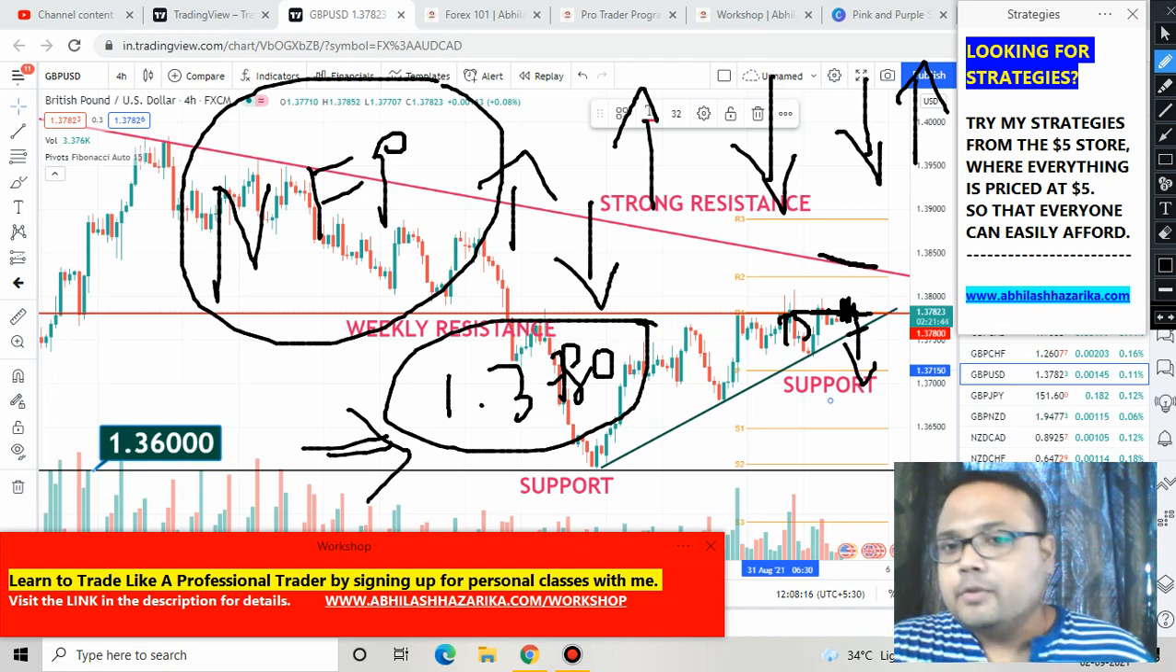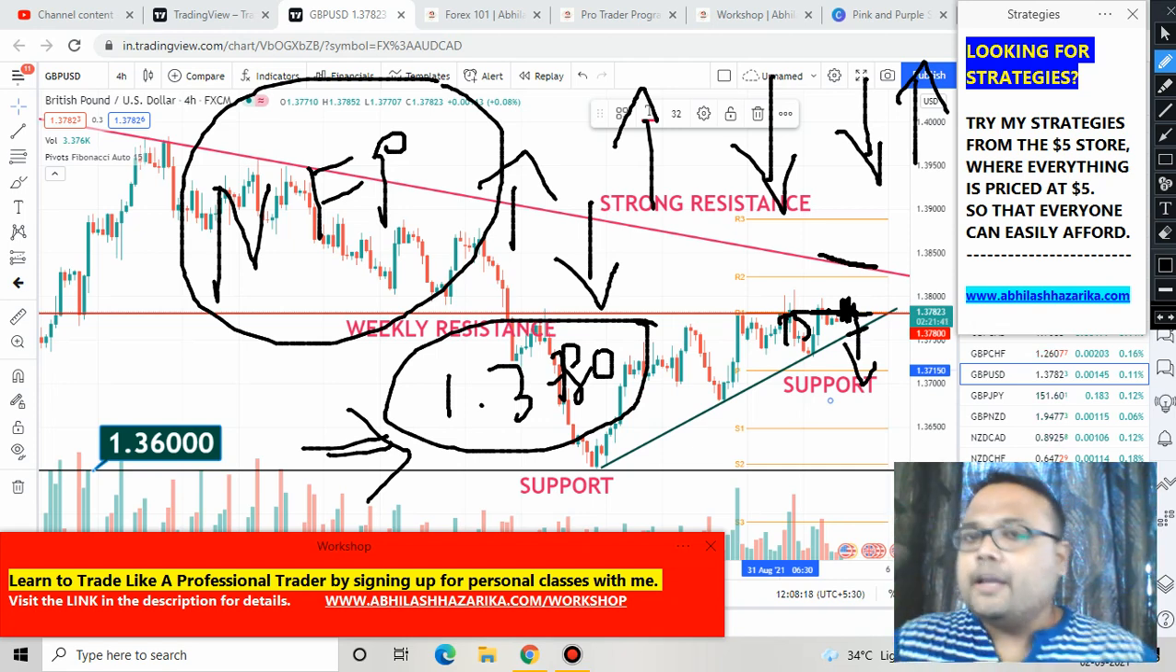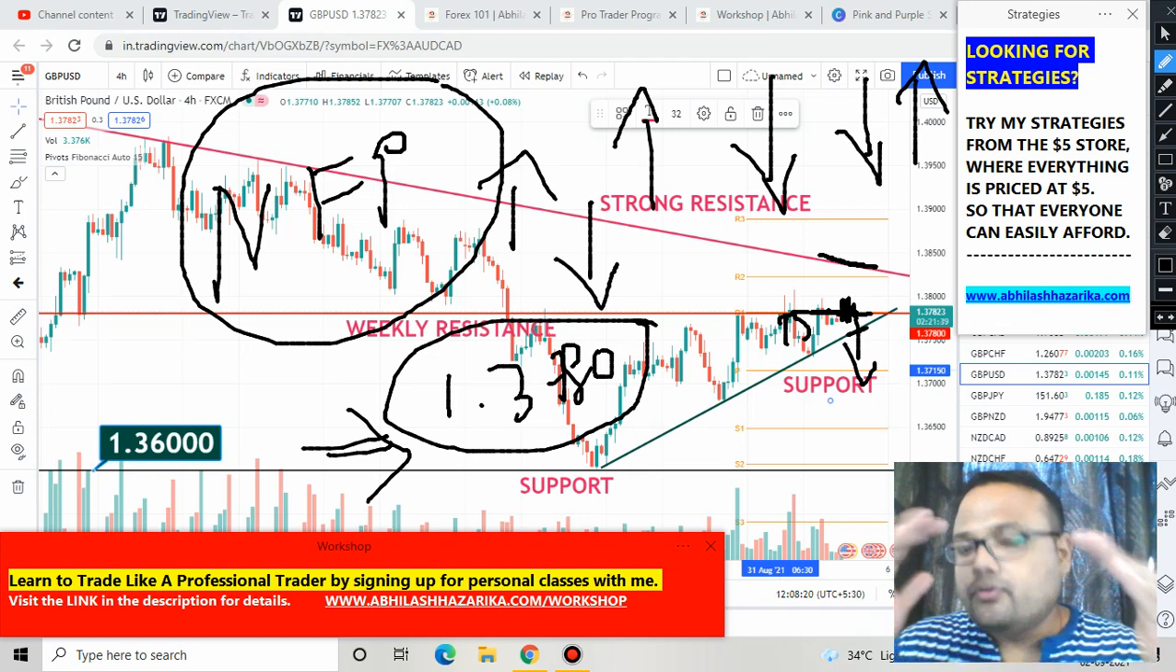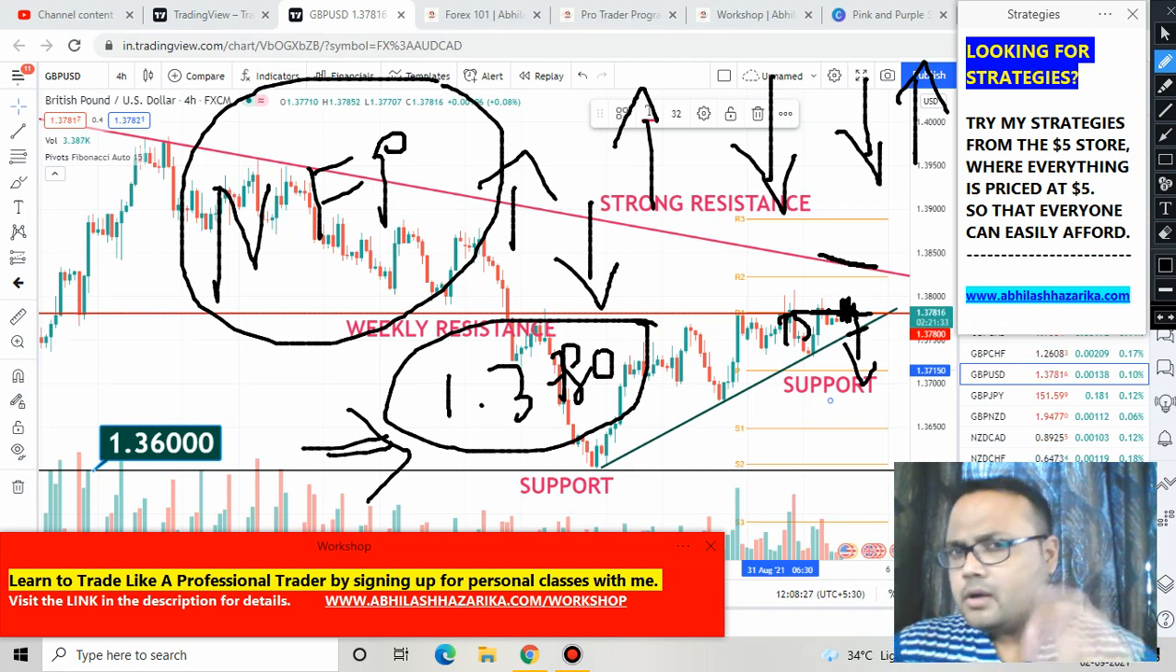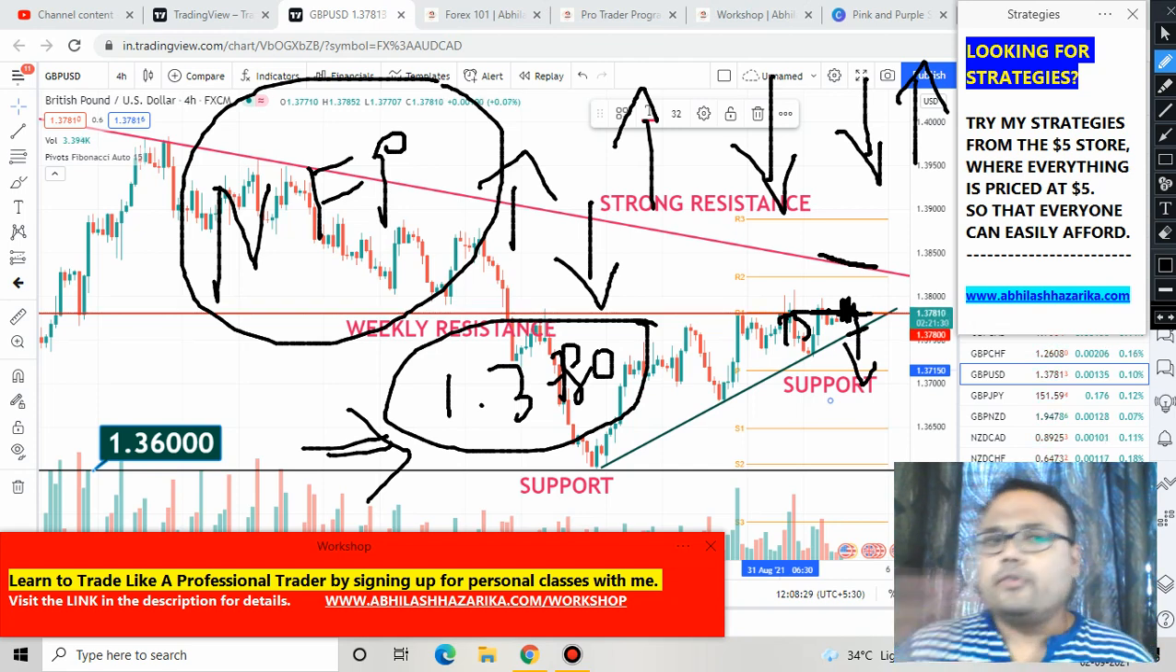Till the volatility comes from the NFP report, you just need to follow this strategy. Wait for the market to cross this level. If market successfully crosses this level, go for a buy. Otherwise, don't need to trade anything.